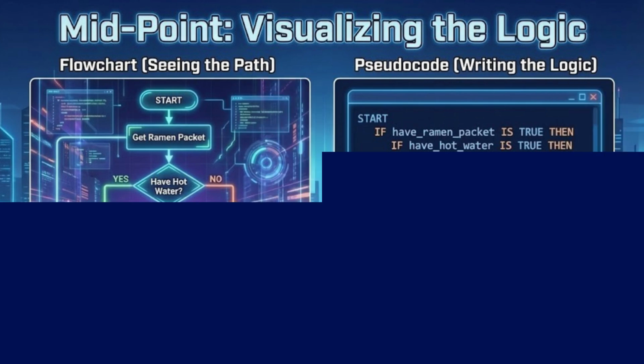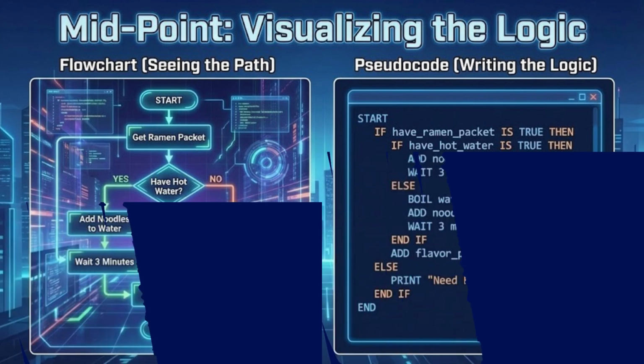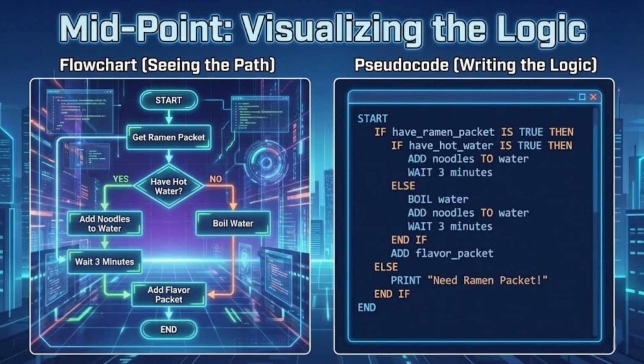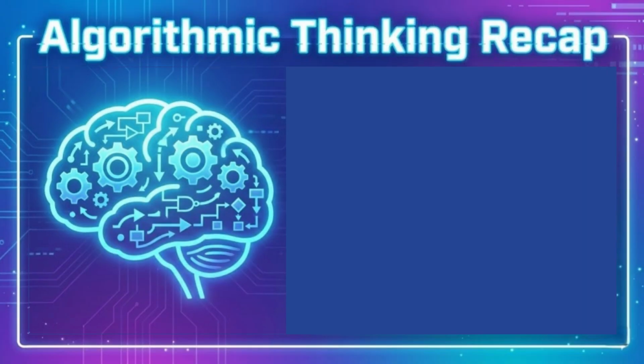Start. If have ramen packet is true, then we check. If have hot water is true, then add noodles to water and wait 3 minutes. Else, if you don't have water, boil water, add noodles to water and wait 3 minutes. And if, then add flavor packet. Else, if you don't have the packet at all, print need ramen packet. And if. End.